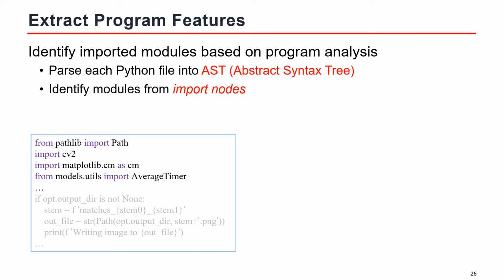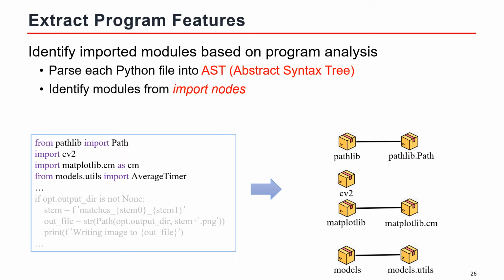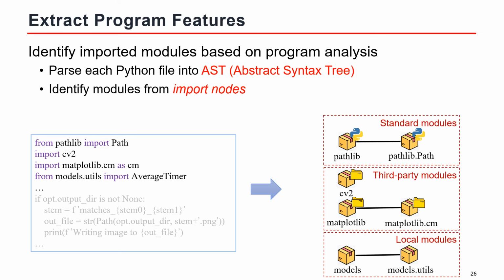To extract features of the program, we first pass each Python file into AST and then identify modules from import nodes. For example, by analyzing line 1, we can find that the code snap imports a top-level module, pathlib, and a second-level module, pathlib.path. Then we query PyKG and classify modules into standard modules, third-party modules, and local modules. For example, pathlib is a standard module, and CV2 is a third-party module. Finally, we take standard modules and third-party modules as module features.